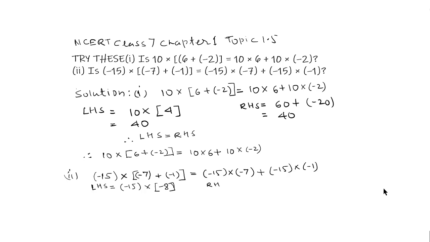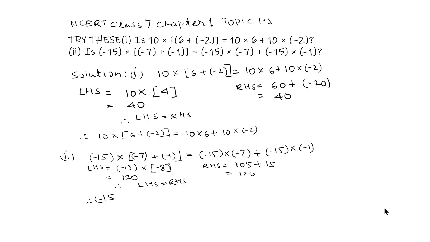So minus 7 plus minus 1 equal to minus 8, and RHS equal to minus 15 multiplied by minus 7 is 105, and minus 15 multiplied by minus 1 equal to 15. Here LHS equal to minus 15 multiplied by minus 8 equal to 120, and RHS equal to 105 plus 15 equal to 120. So what we find? LHS equal to RHS.